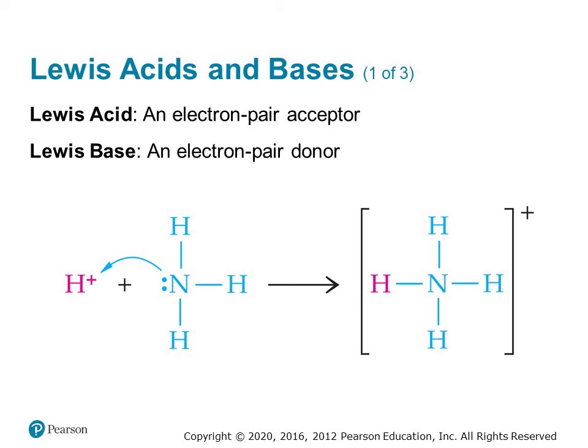Because the ammonia molecule provided the pair of electrons needed to form the bond, ammonia is considered a Lewis base, or electron pair donor, and the H+ ion accepted this pair of electrons to join in forming a single bond, so it's considered a Lewis acid.